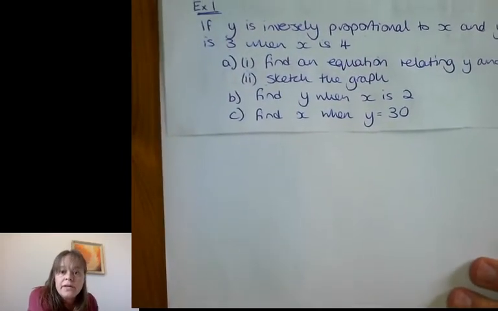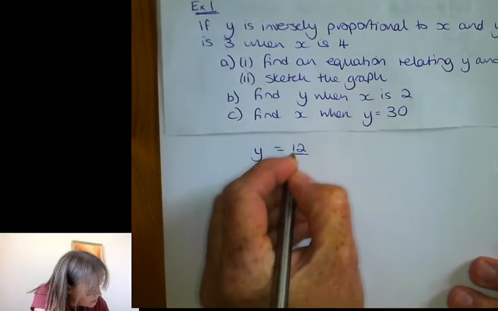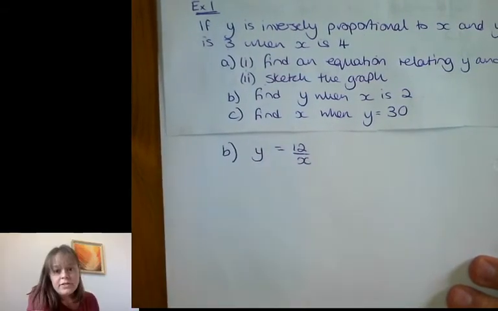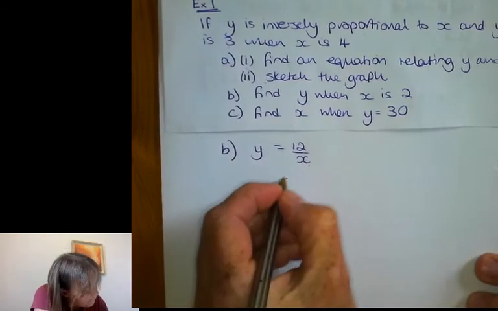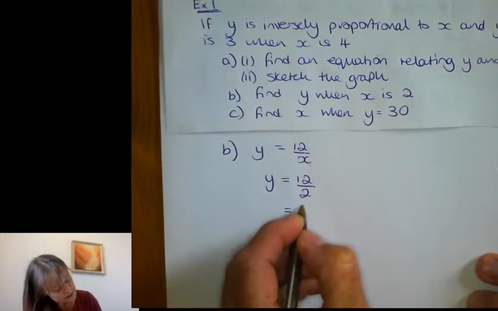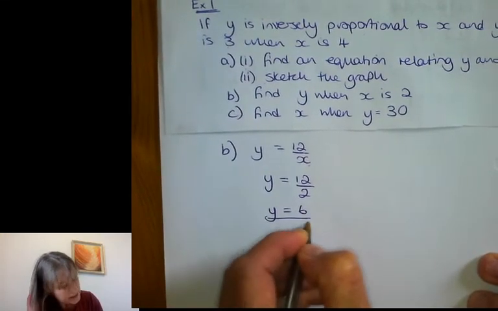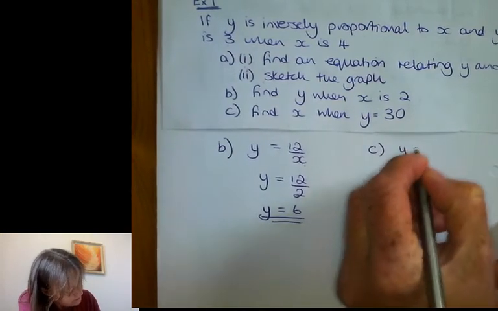Part B says find y when x is 2, and if you remember, this was my equation, so I'm going to start with my equation every single time and find y when x is 2. So I'm just going to put 2 in here. So this says y equals 12 divided by 2. Well, I think 12 divided by 2 is 6, so that's B done. Next up, let's do C, write the equation.